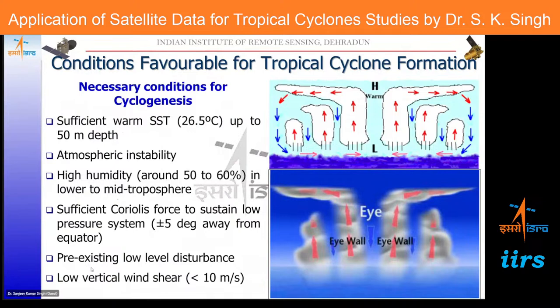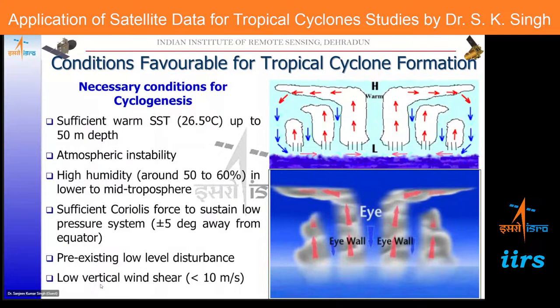Another most important criterion is the pre-existing low-level disturbance. Low-level disturbance is the seed of the tropical cyclone, because over the equator there is the intertropical convergence zone, where air masses of different temperatures meet, and due to this they form thunderstorm-type activity. Sometimes this thunderstorm forms and dissipates. But under certain conditions, it organizes, and when organized, it forms a low pressure. So that thunderstorm-type activity should pre-exist.